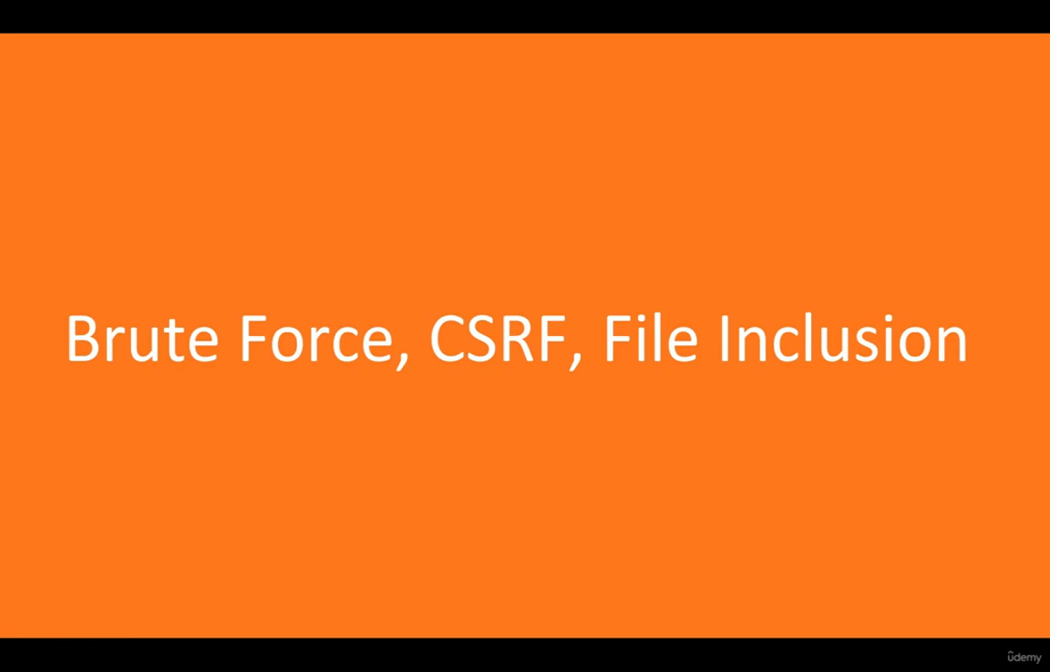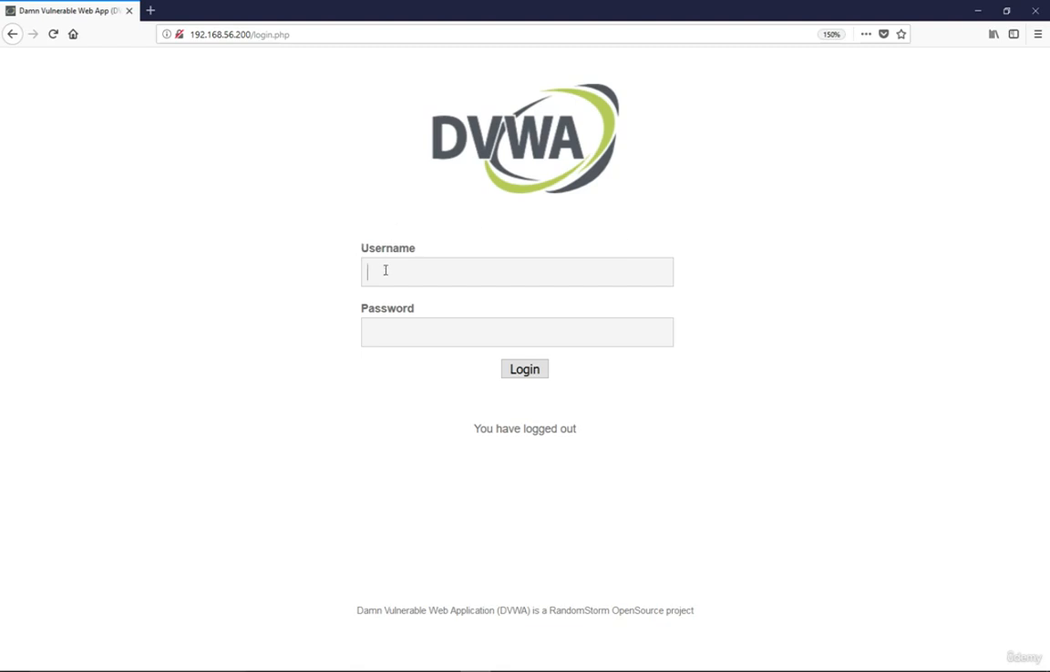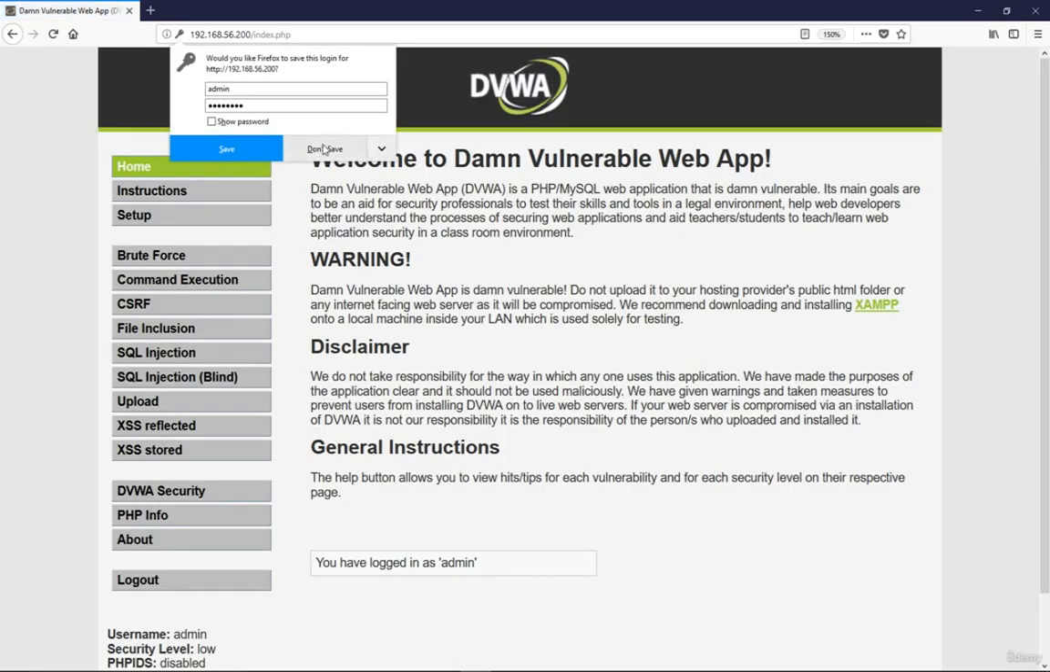In this video we're going to talk about brute force, CSRF, and file inclusion attacks on DVWA. So to start with, we just log into our DVWA web interface to the address that we have, and we are going to talk about those few sections on DVWA: brute force, CSRF, and file inclusion. So let's just start. We just go to our DVWA web interface and log in with our standard username and password.